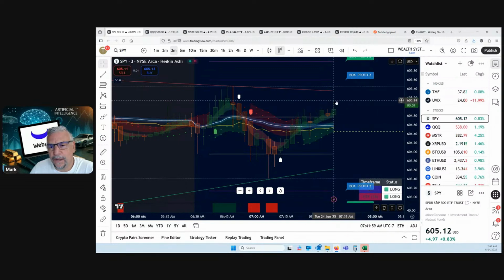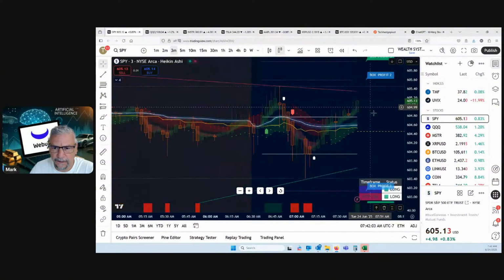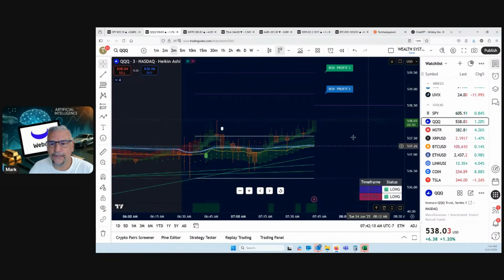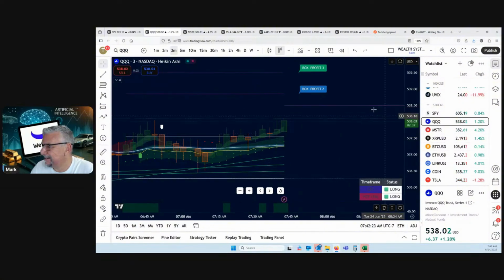There goes the SPY. Like I said, probably going to test the 605 resistance. QQQ, you can see that line just broke. So we now have a candle that, you can see, has not closed above this opening high. So that looks like an opportunity. Danny, if you're on there still, potentially could be an entry here, right?